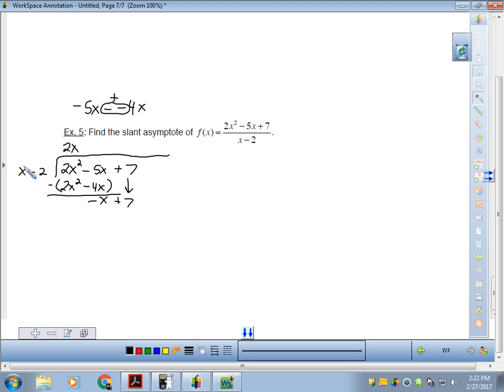Alright, what do we need to multiply x by to get a negative x? A negative 1. Negative 1 times x is negative x. Negative 1 times negative 2 is a positive 2. And then we subtract. Negative x minus negative x, those cancel out. 7 minus 2 is 5. That number right there of 5 is our remainder. And remember that the remainder really doesn't matter. All that really matters is our answer up here. So our slant asymptote is at y equals 2x minus 1.